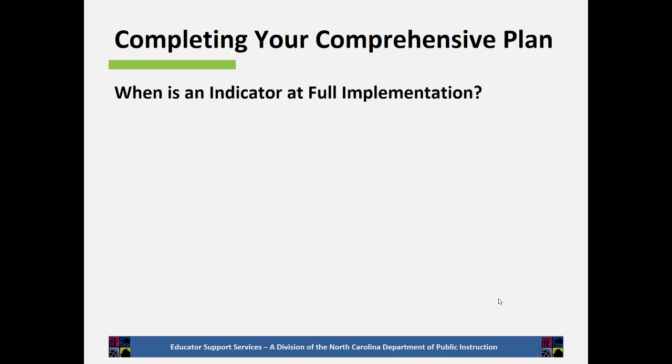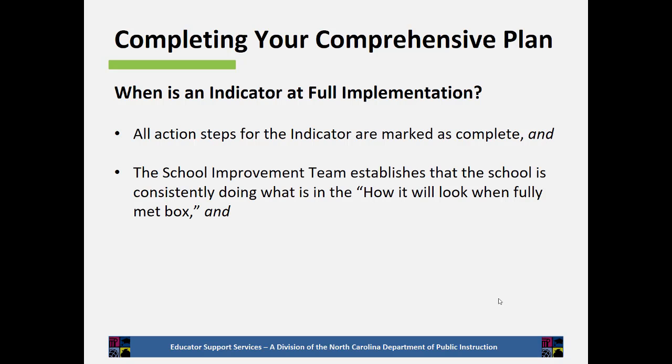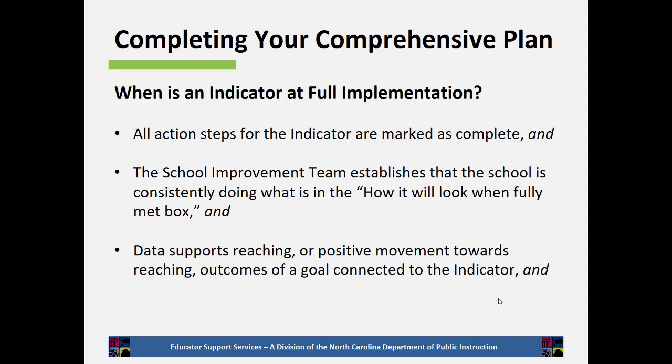We get a lot of questions. How do I know that an indicator is at full implementation? And there are 4 things that you want to keep in mind, and I'm not presenting these in any particular order, but you want to have all action steps for your indicator marked as complete. You also want the school improvement team to have a critical conversation around, are we consistently doing what we said we would be doing in that how it will look when fully met box? We also want to have data that supports our reaching or positive movement towards reaching the outcomes of the goal connected to that indicator. And we want evidence of implementation uploaded into NC STAR.